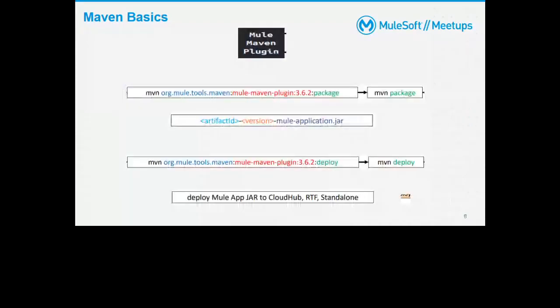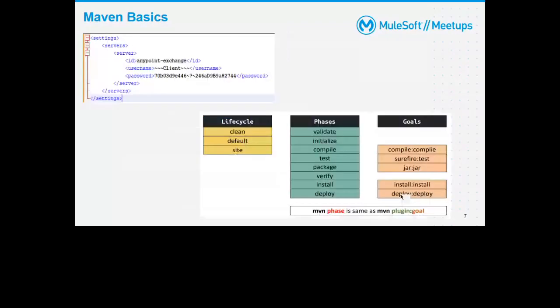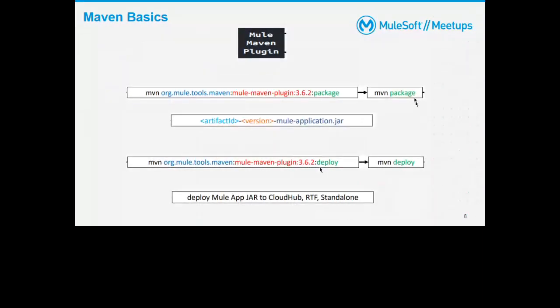Now let's see about the Mule Maven plugin. The Mule Maven plugin enables you to integrate the packaging and deployment of your Mule application within the Maven lifecycle. So you can use mvn package, like we saw the syntax earlier, mvn phase is the same as mvn plugin colon goal. You can use mvn package directly, or you can use something like this, mule-tools, maven, followed by the artifact ID, then the version, colon, the goal name. It is going to package your application.